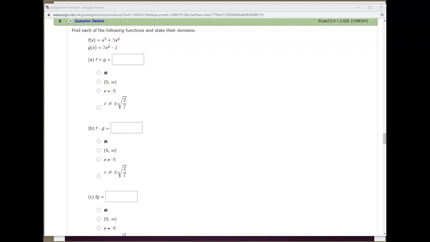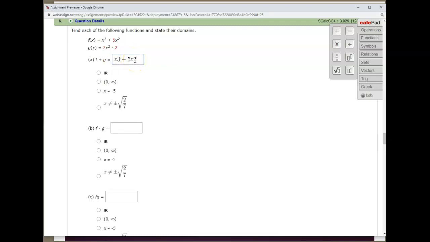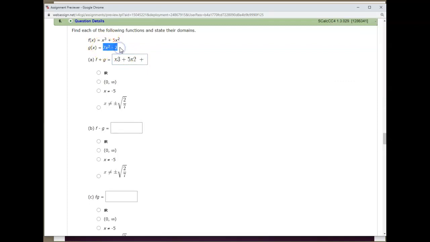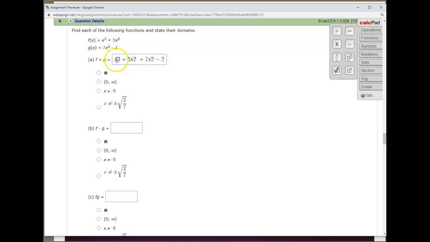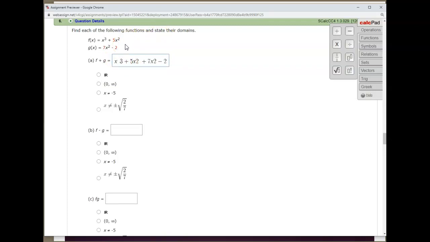Number 6 is combinations of functions. So they're just asking you to add these two together. And it's just as easy as writing this, x cubed plus 5x squared, Control C, Control V, plus 7x squared minus 2, Control C, Control V. And I'm going to have to put in some exponents. So I just changed it a little bit, and I could have just started it from the beginning and typed it. This will be to the second, and this will be to the second.